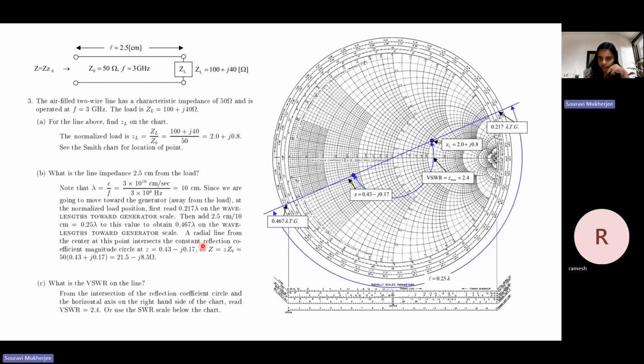Now if you want to find VSWR, again look for the maximum resistance point. Okay, so these are typical standard questions, you just have to practice them a few times.